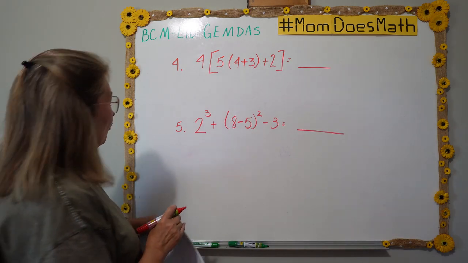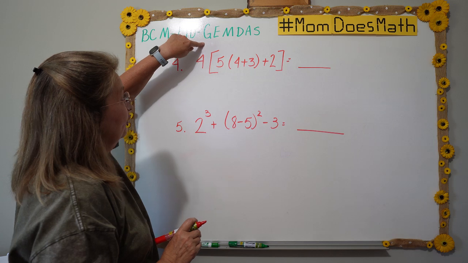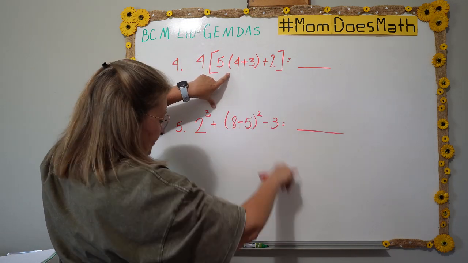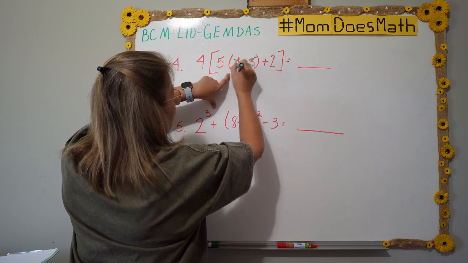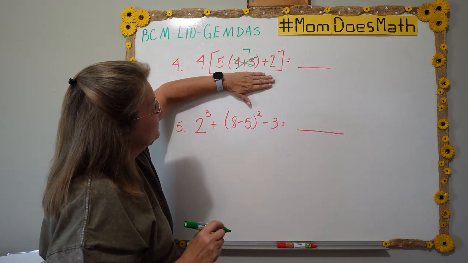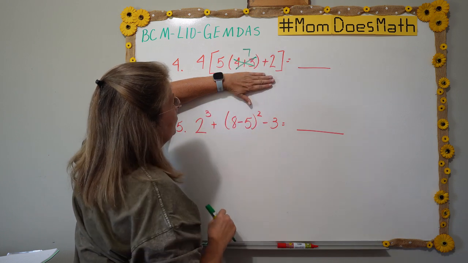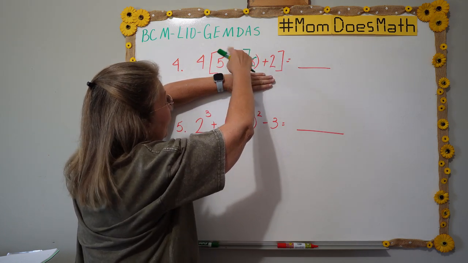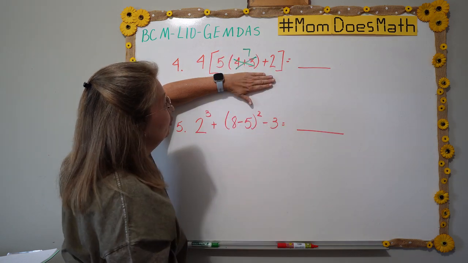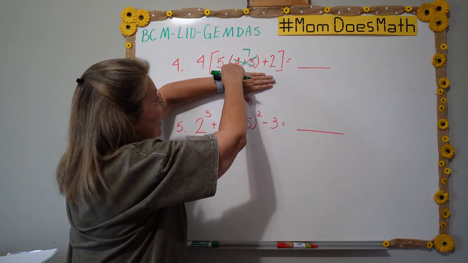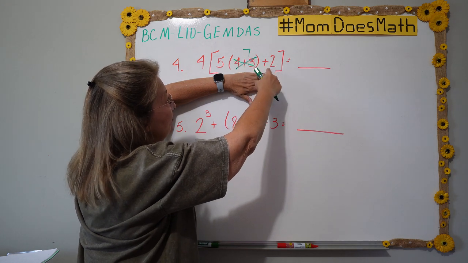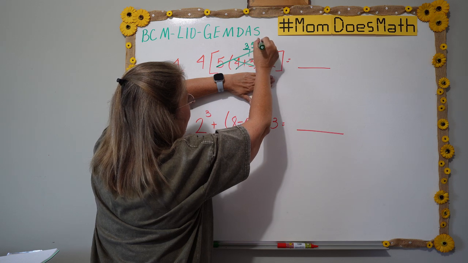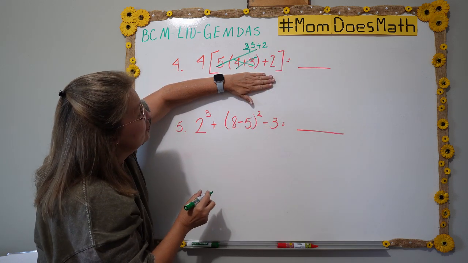Okay, let's look at number 4. We are going to find our grouping symbols here and here, and we're going to go to the innermost set first. So 4 plus 3 is 7. Now within this set, I'm going down order. So I don't have any grouping symbols within the set. I took care of that. I don't have any exponents, so I am going to do multiplication division first. All right, I have 5 times 7 plus 2. So 5 times 7 is 35, and 35 plus 2 is 37.